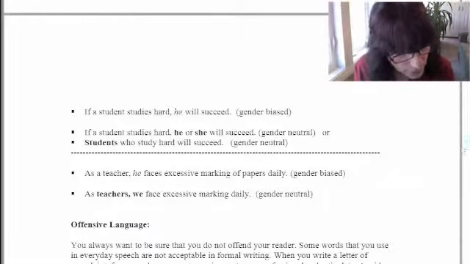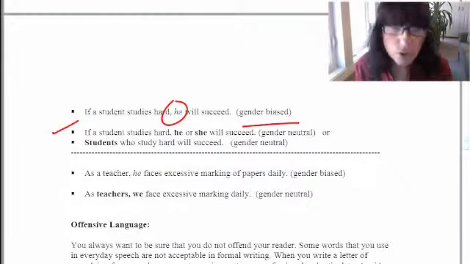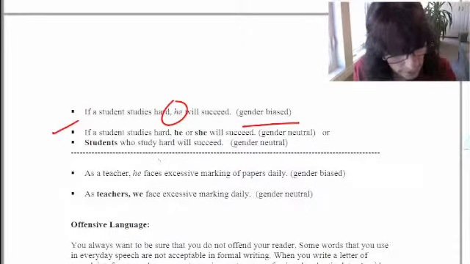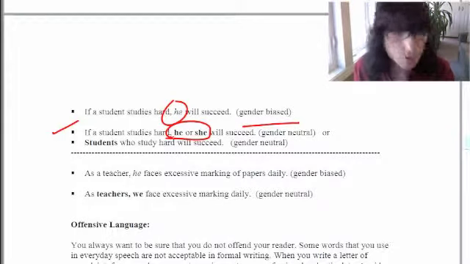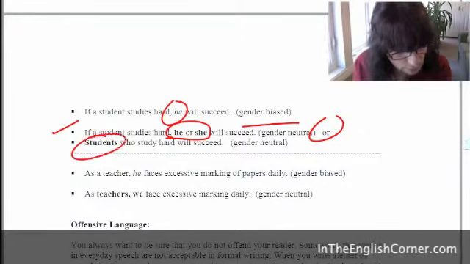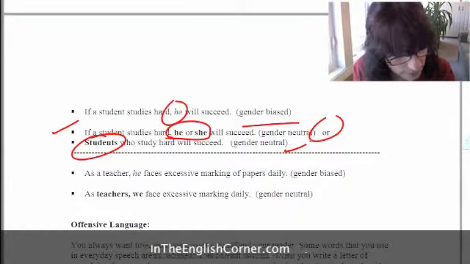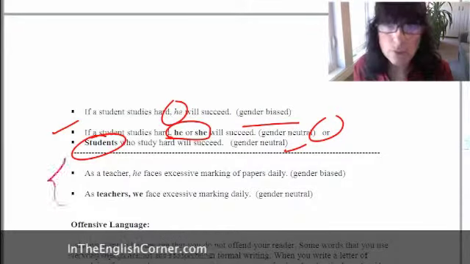Another example, if a student studies hard, he will succeed. So this is gender bias. You're referring to he. Two ways to correct it. One, if a student studies hard, he or she will succeed. Now it's gender neutral. Or you could just pluralize it and say students who study hard will succeed. And this is also gender neutral.